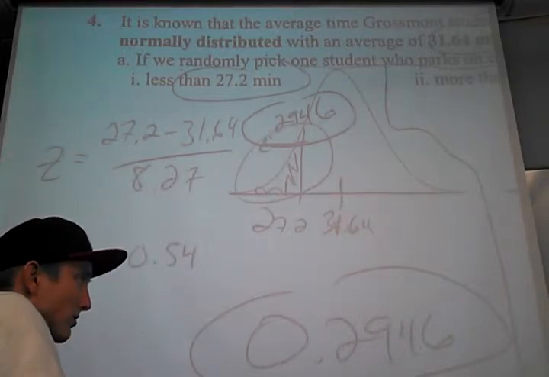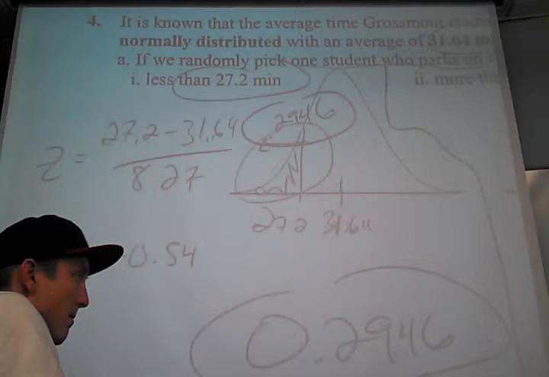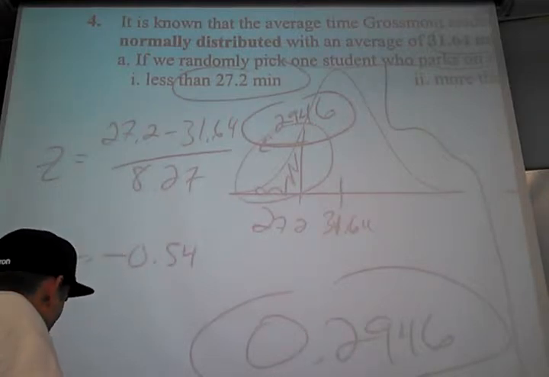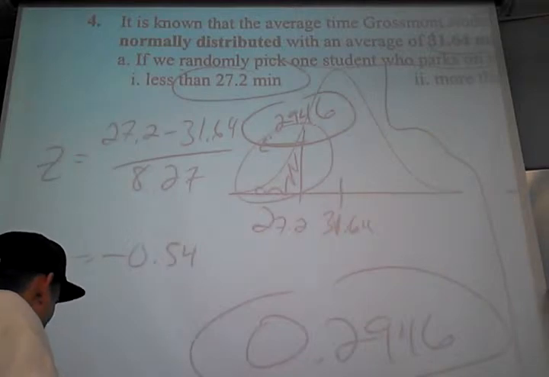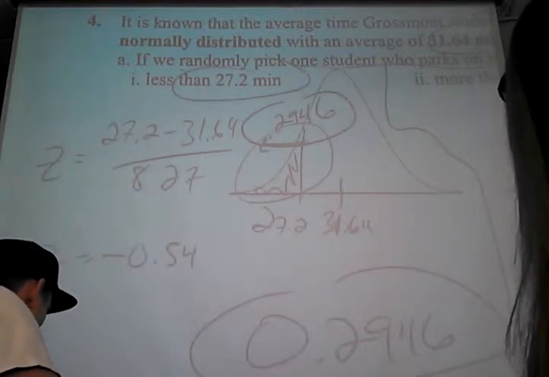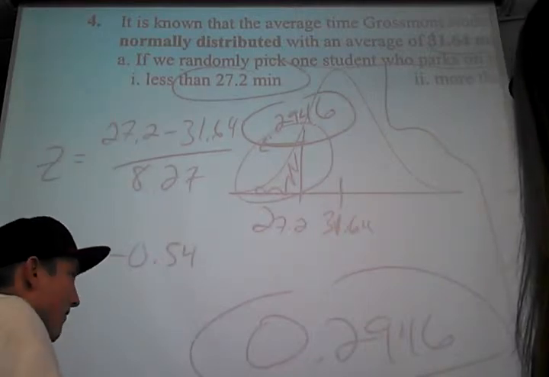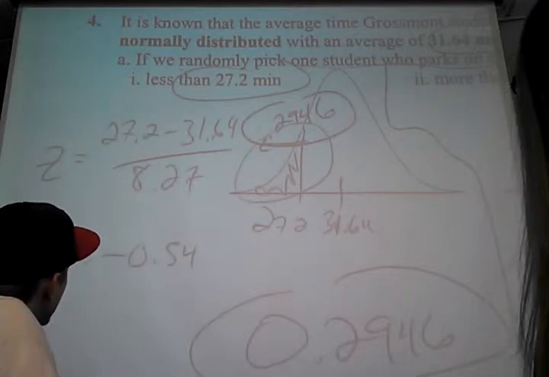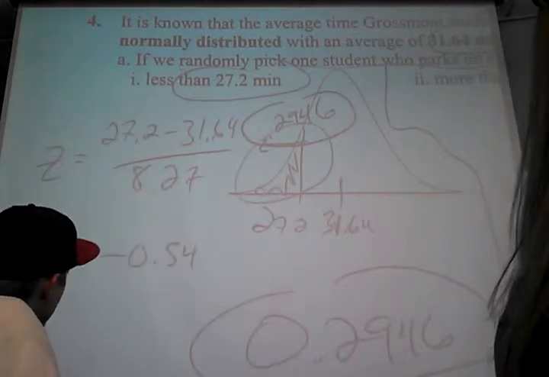So for this first problem, I've got the mean is 31.6. Standard deviation is 8.27. And the data point that I'm interested in is 27.2. Now, quick things. This z-score, when you did this work, did it come out to exactly 0.54?